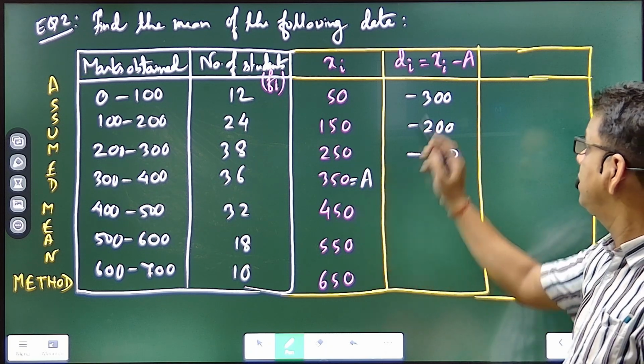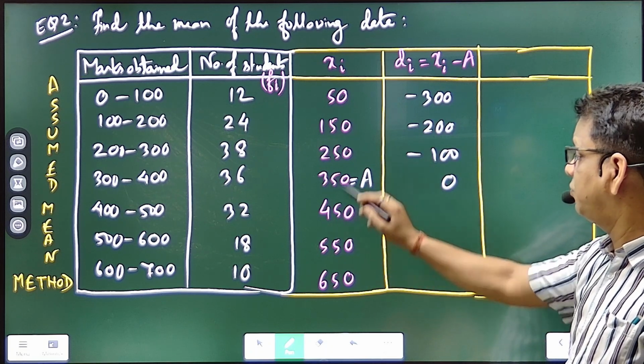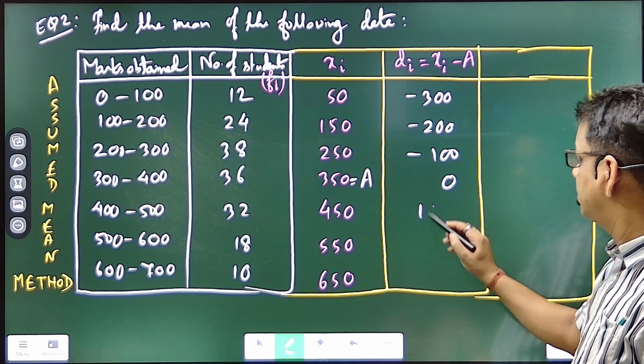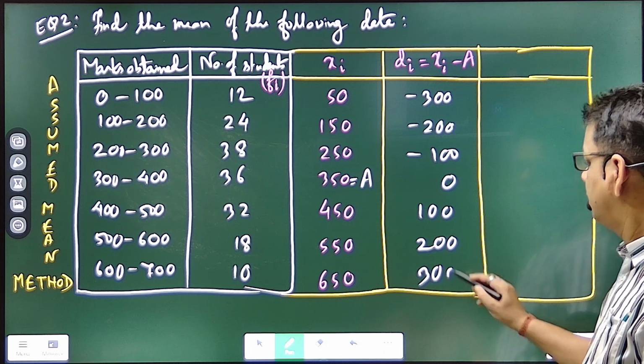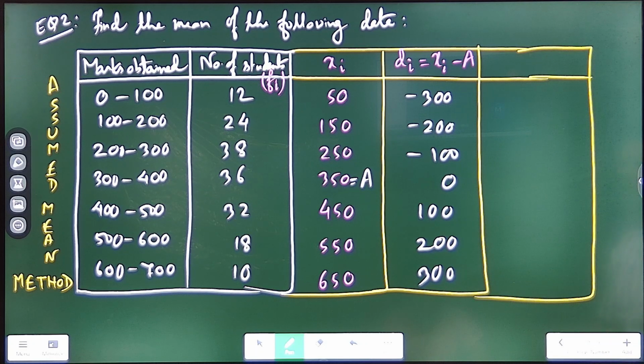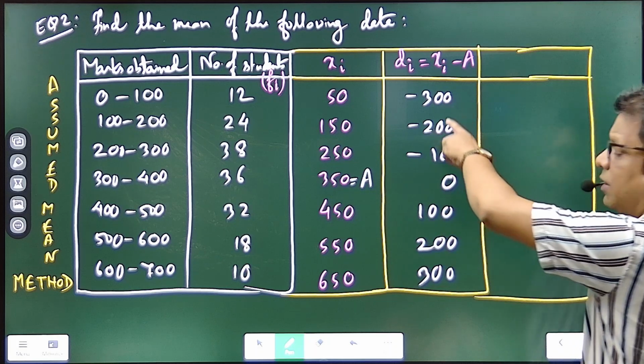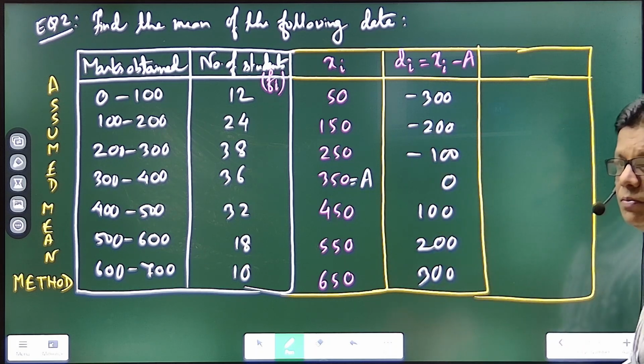Now 450 xi, a is 350. So 450 minus 350, how much? 100. Then 200, then 300. I'll say after some time why we use this method. Because you have seen some numbers are coming plus, some numbers are coming minus. In this method it will always happen. Even in the next method also, some numbers will be coming negative, some positive.